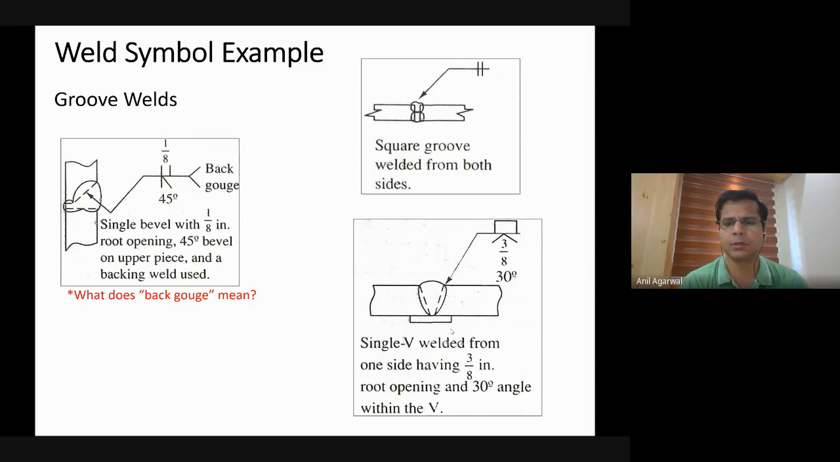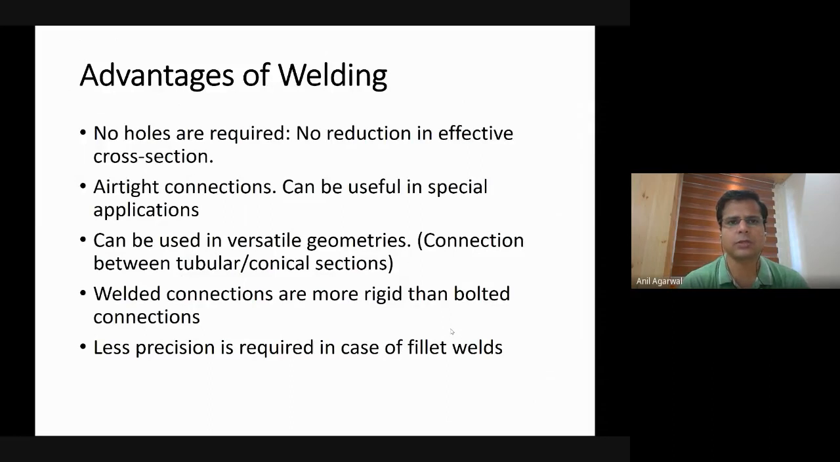And there are various small details that you should be familiar with, because when you read a drawing, from these kinds of details, you have to figure out what the dimensions of the weld are and how to calculate the strength of that kind of weld. We were talking also about the advantages of welding, and I think this is where we had stopped last time. So I'll just quickly repeat a few things here.